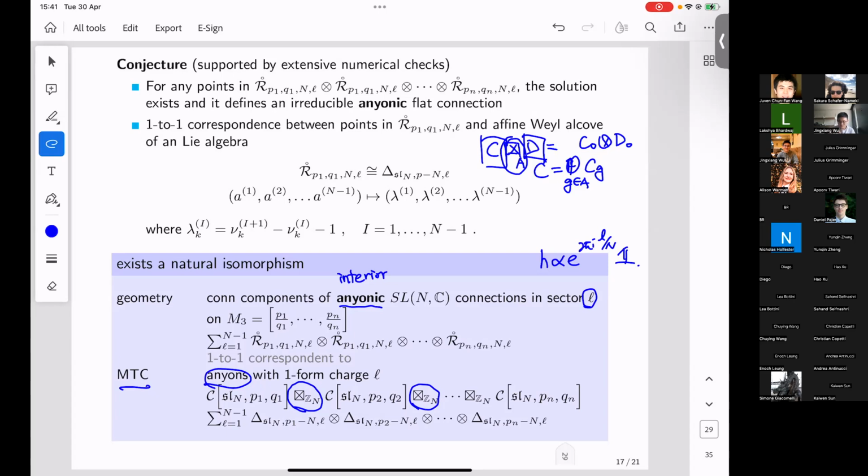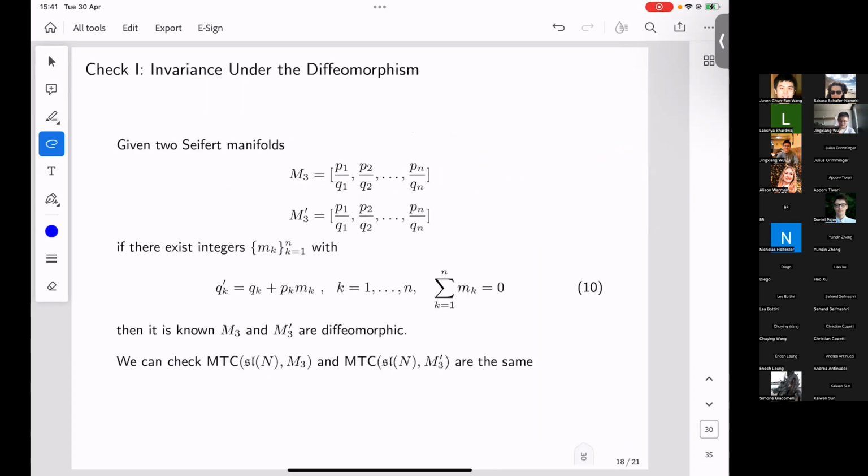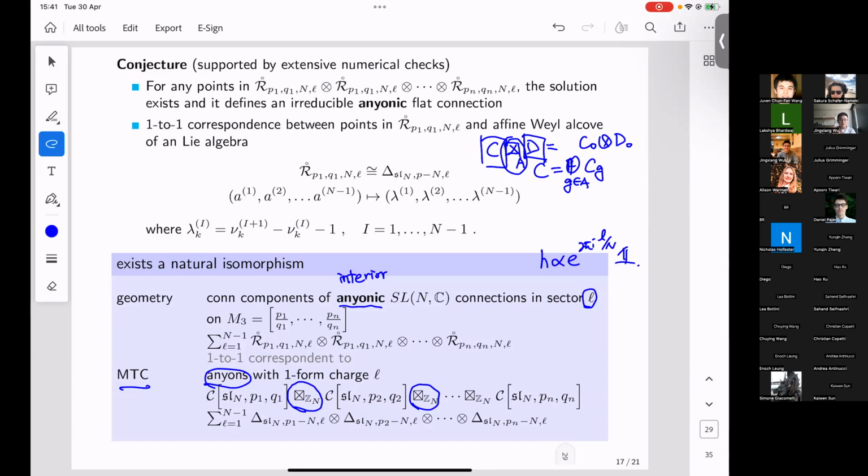All right, so now I have basically told you how the objects are mapped to each other between the geometry side and the MTC side. And the take-home message is that, although it's not obvious, it turns out the simple objects are naturally labeled by the same set of weights in the weight lattice.